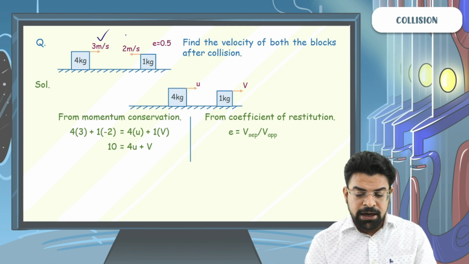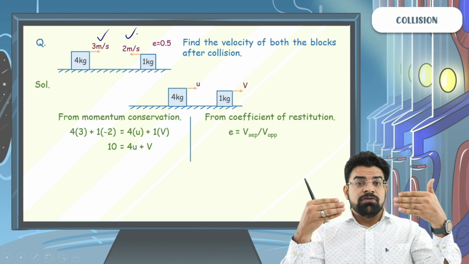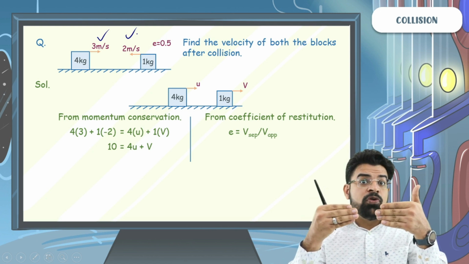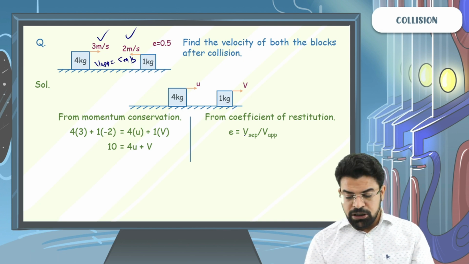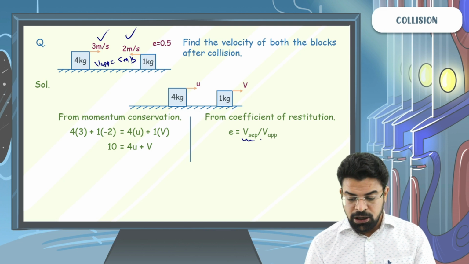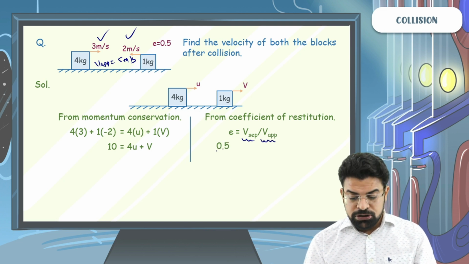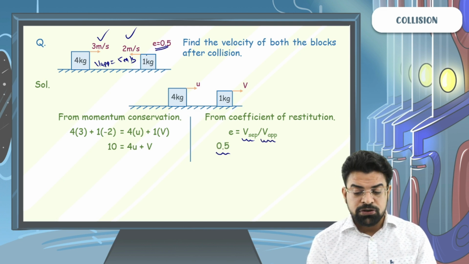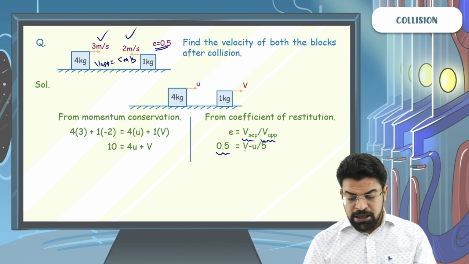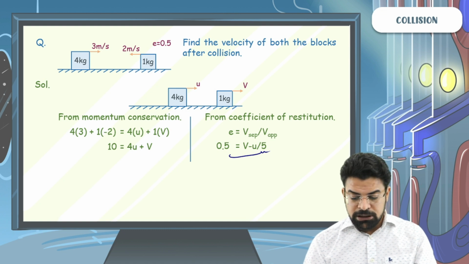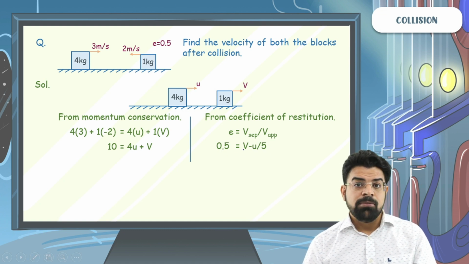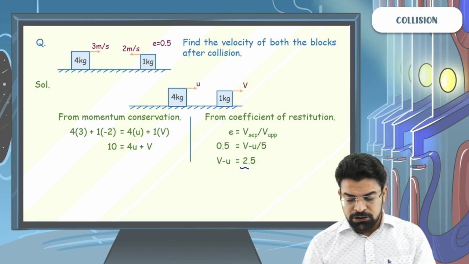Both the blocks are trying to approach each other with velocities of 3 meter per second and 2 meter per second before the collision. So the velocity of approach will be 5 meter per second. So the coefficient of restitution equals velocity of separation upon velocity of approach. So 0.5, which is the coefficient of restitution, equals v minus u by the velocity of approach, which is 5. Now if you bring this 5 up and multiply, you will get v minus u equals 5 into 0.5. 5 into 0.5 is 2.5.